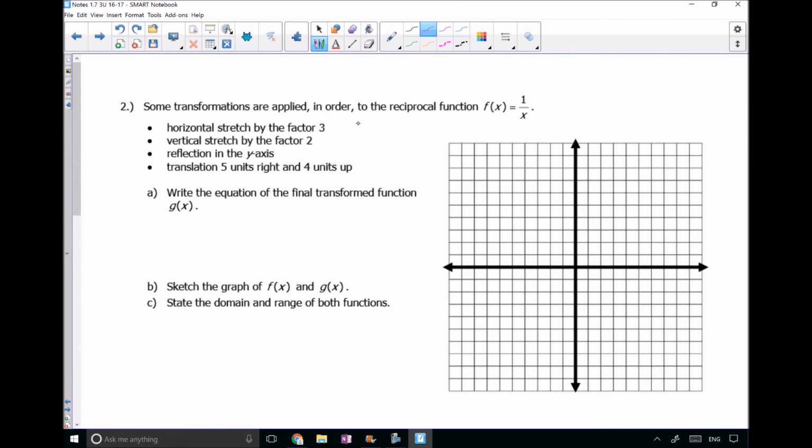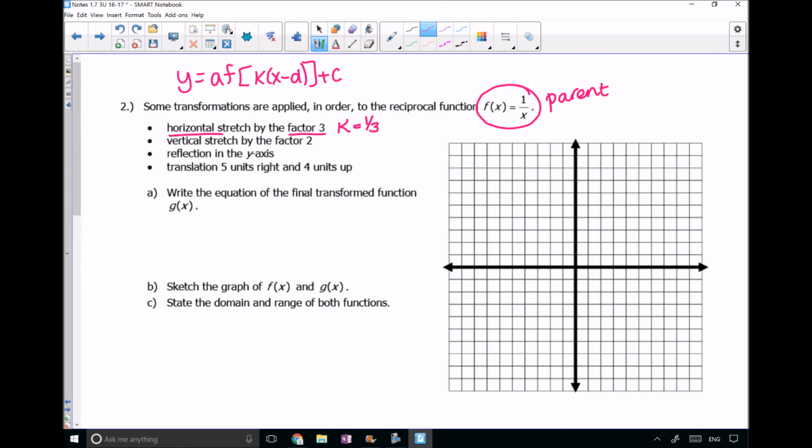Some transformations are applied in order to the reciprocal function f of x equals 1 over x. So this right here is going to be our parent function. Okay, so if it's a horizontal stretch by the factor of 3, let's write down the equation again on top so we know what we're talking about. So y equals a times f of k times x minus d plus c. So a horizontal stretch is our k value, and the scale factor is 3. And remember, in order to figure out our k value, we have to take the reciprocal of the factor. So that means that k would be 1/3.